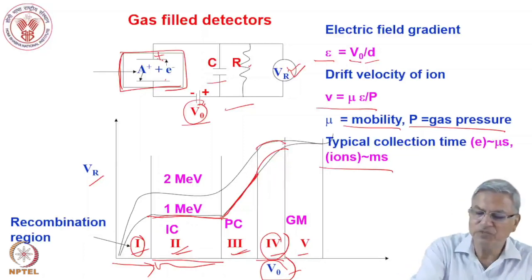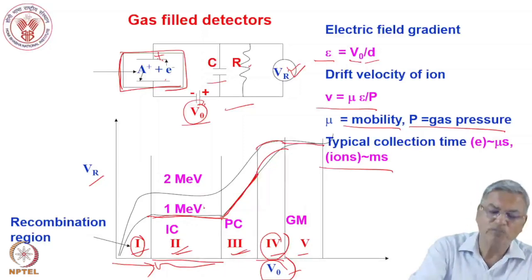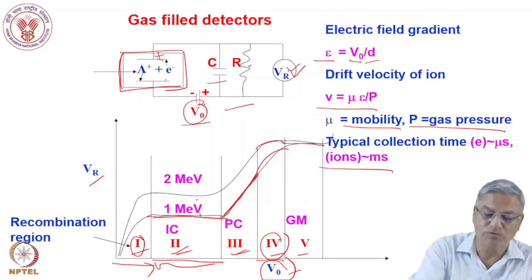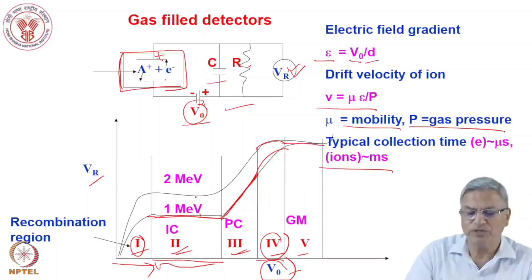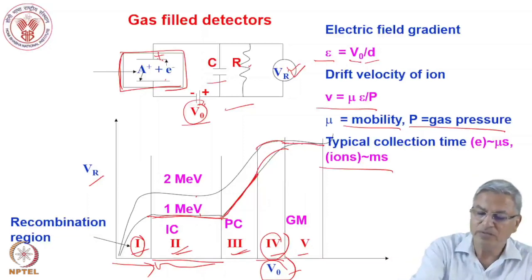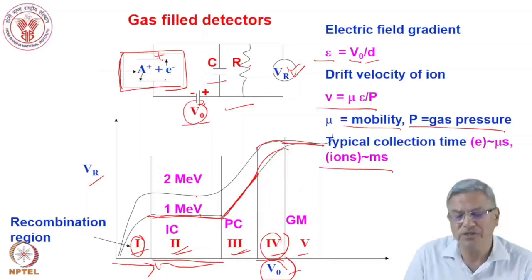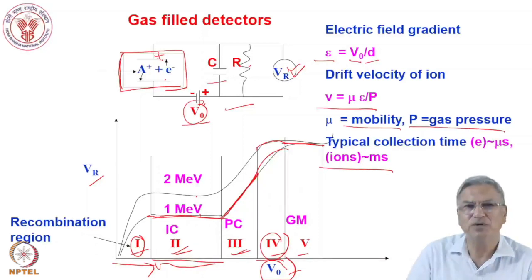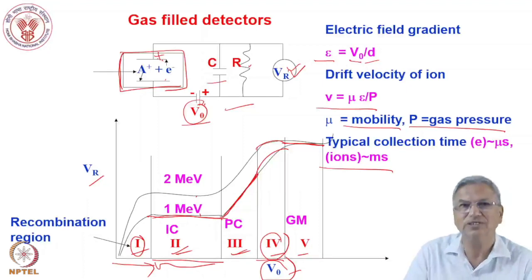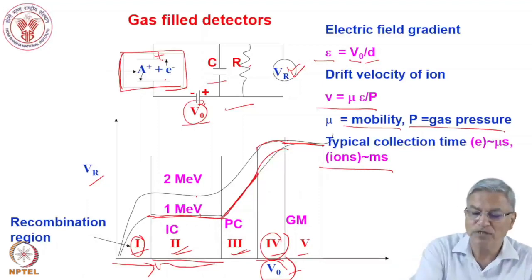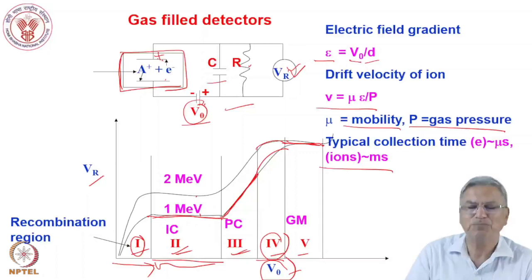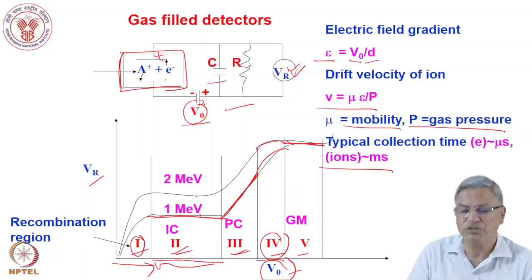But finally, a situation comes where irrespective of the energy of radiation, like 1 MeV, 2 MeV, or any other energy, you will find that you get the same pulse height in the detector. That is called the GM region, Geiger-Müller region. We will explain the details of the detectors subsequently. So Geiger-Müller gives you the same pulse height irrespective of the type of radiation or its energy.